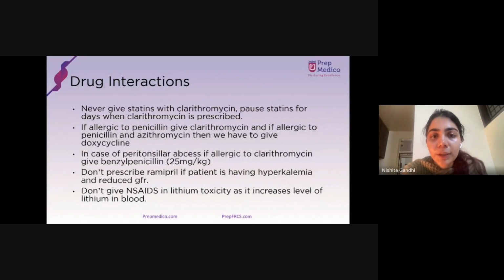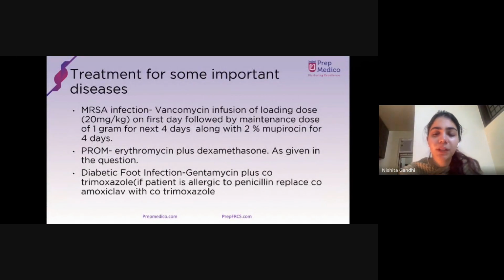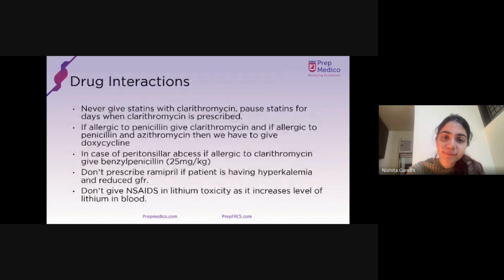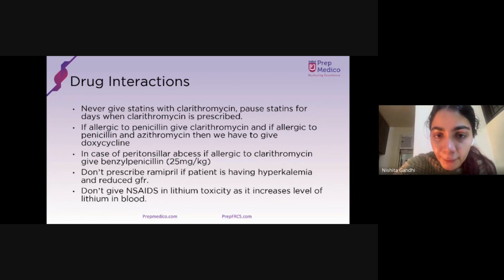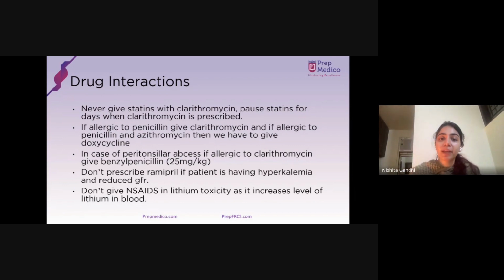Yeah. So, okay. Can I go back to the last slide? So we were talking about peritonsillar abscess. So the next point is never prescribe ACE inhibitors, like ramipril, if the patient is hyperkalemic, like there's an excess of potassium, or there's a reduced GFR. Never go for ACE inhibitors. It is very important because it will affect your kidney even more. Okay, you know that ACE inhibitors are nephrotoxic.